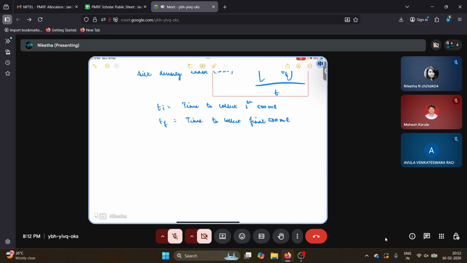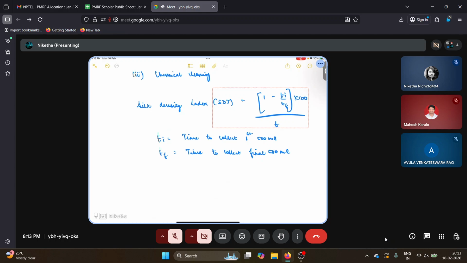So what we can do is take the 3-liter feed water, allow it to pass through the membrane, and turn on the timer. Then every 5 minutes we make a note of how much water has passed through. So then we will be able to see how long it takes to reach the first 500 ml and how long it takes to collect the last 500 ml.